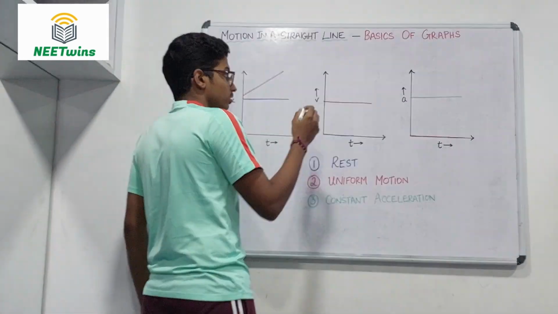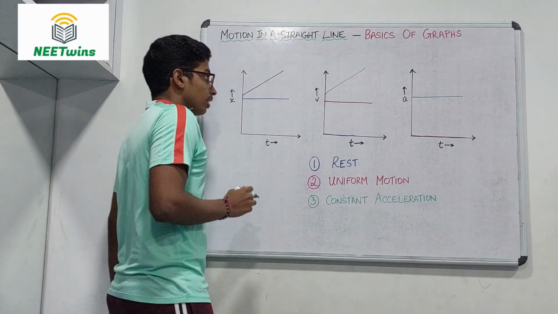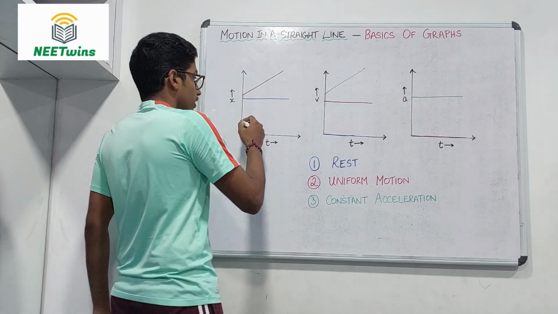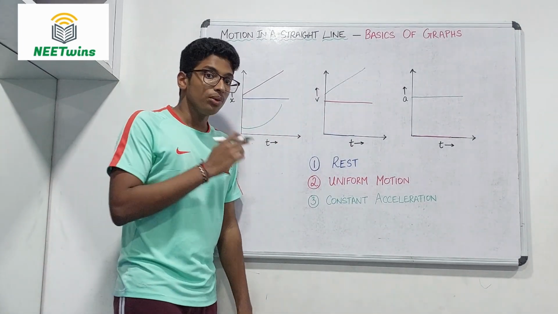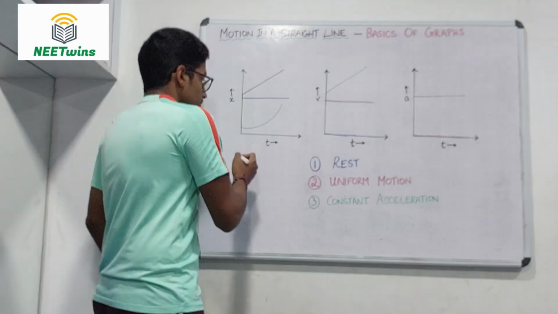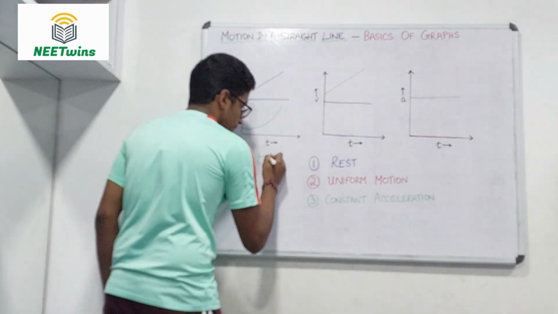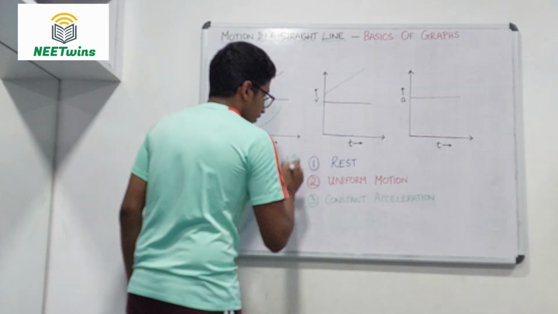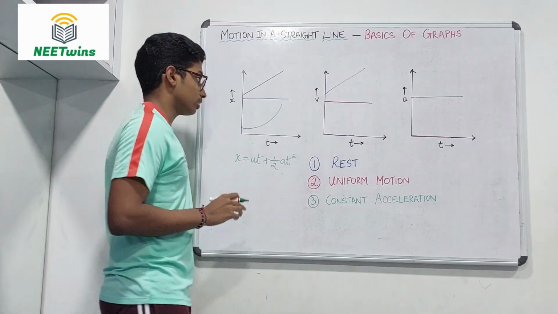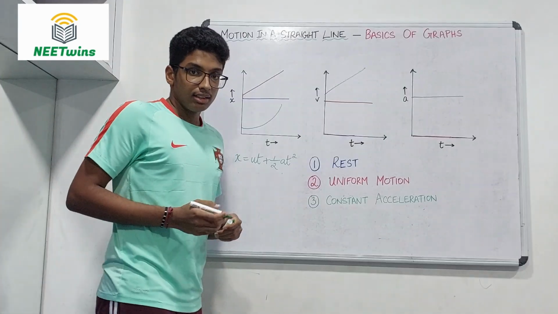The vt graph of such a body will be like this if it has an initial velocity, and the xt graph for such a body will be of this shape. This shape is a parabola. How do we get that it's a parabola? Because we know the equation x = ut + ½at², and this applies when the acceleration is constant. So we can say that this graph is a parabola. So these are the three cases. Now let's proceed further.